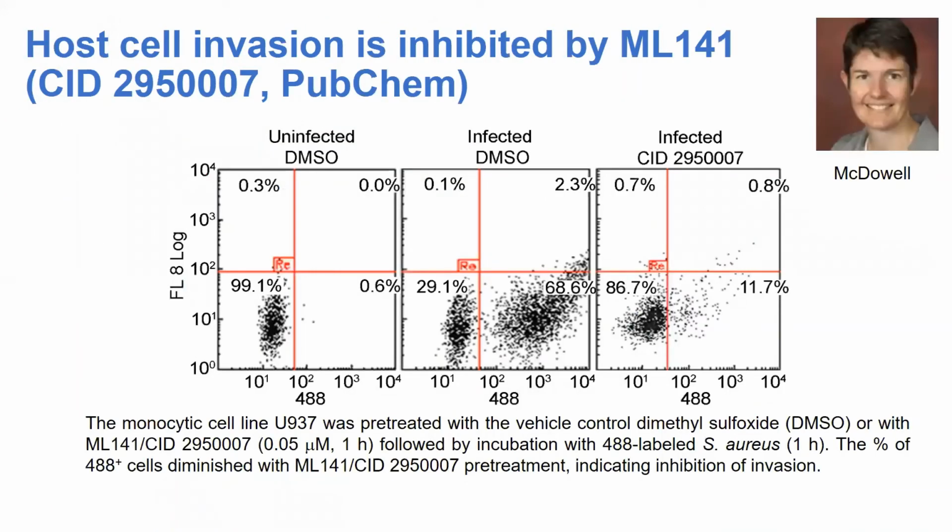Given the role of CDC42, a member of the Rho family, in controlling cytoskeleton, we hypothesized that ML141 could inhibit cellular uptake of bacteria, as shown in a flow cytometric assay. This assay is based on the association of fluorescent bacteria with cells. The data compares uninfected cells and cells infected with bacteria in the presence or absence of ML141.